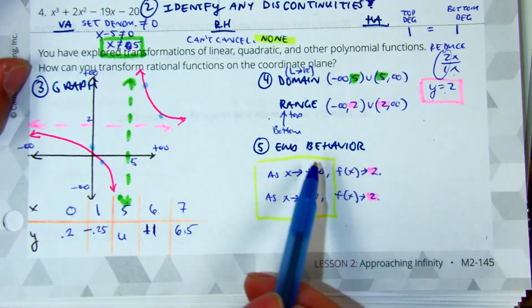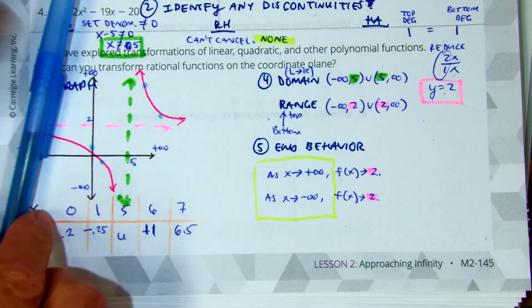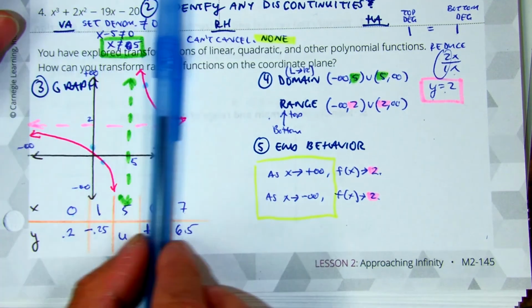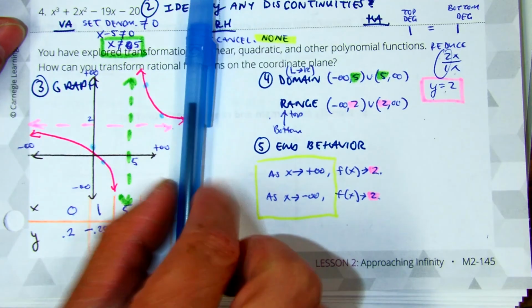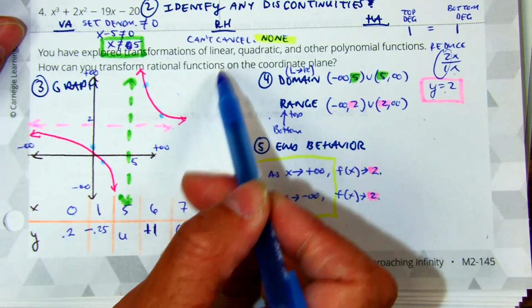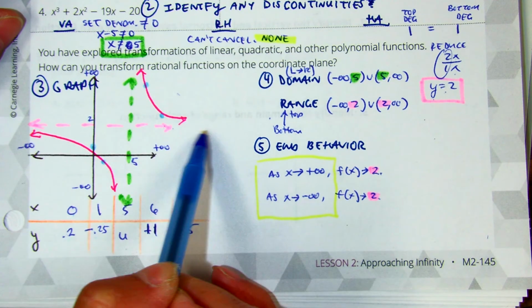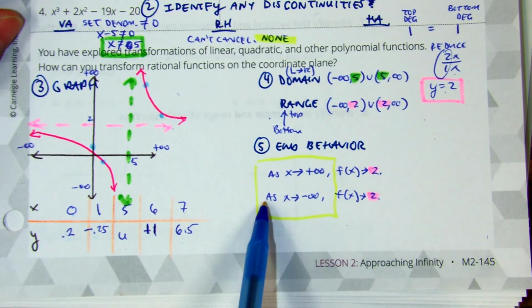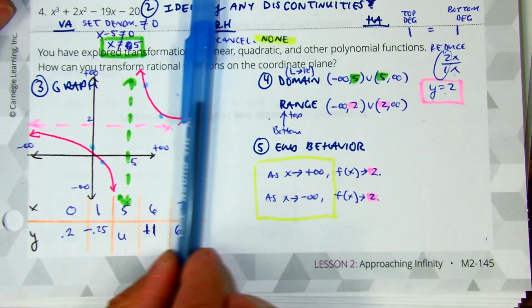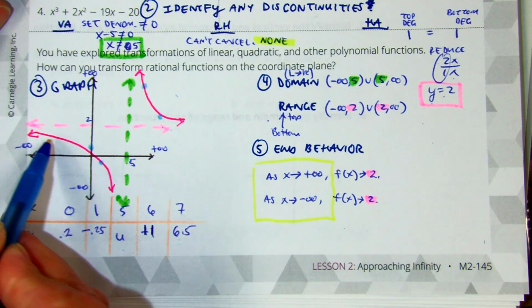Your end behavior as x approaches positive infinity, so as x goes towards the right. The arrow is the last thing on my graph. It's not going up, it's not going down. It's kind of landing here at this 2 here on the pink. As x goes to negative infinity, it's also kind of landing or approaching that 2 there.